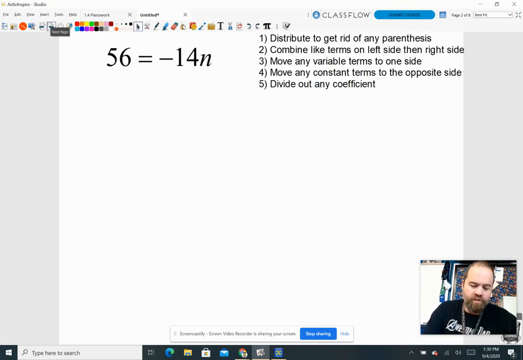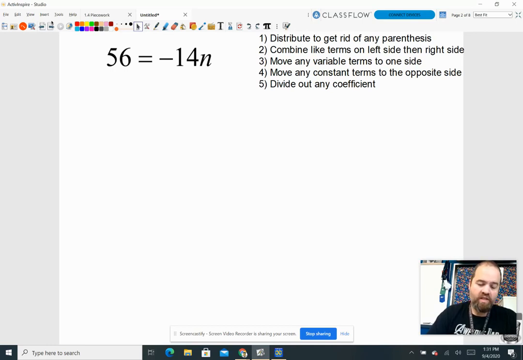So first things first, I always look for parentheses. If you see parentheses, you're going to have to distribute to get rid of them. So that's the first thing, just take care of it. Since there's no parentheses in this one, just go on to the next step. Are there any terms that you can combine? Is there more than one occurrence of a variable, either on the left, on the right, maybe one on each side? It just depends on the equation.